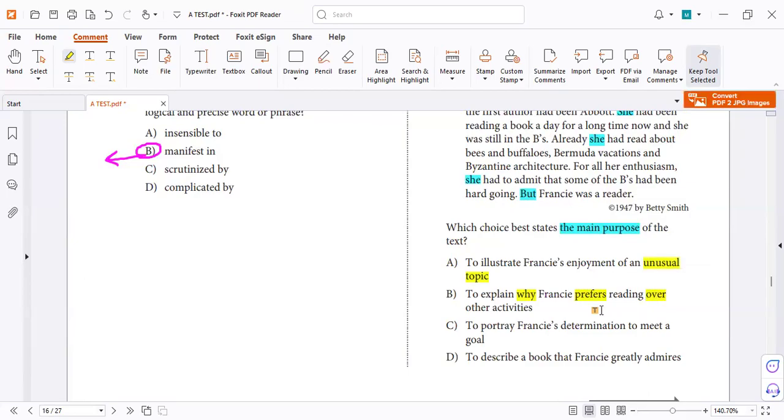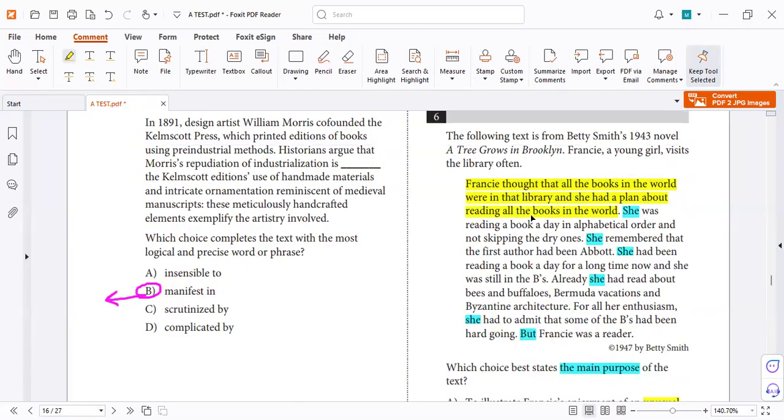No comparison. No, he didn't mention other activities. All the text is about reading. To portray Frances' determination? Yes. To meet a goal? Yes. What is the goal? Reading all the books. What is the determination? She was reading. She remembered. She had been with all her enthusiasm. She was a reader.